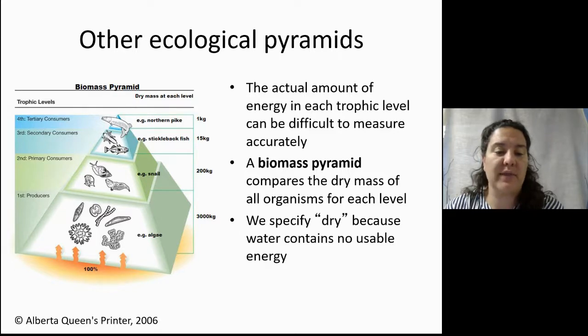So we have about 3,000 kilograms of algae, 200 kilograms of snails and other invertebrates, 15 kilograms of a secondary consumer, or little fish minnows, and about 1 kilogram of our tertiary consumer, for example, our northern pike.